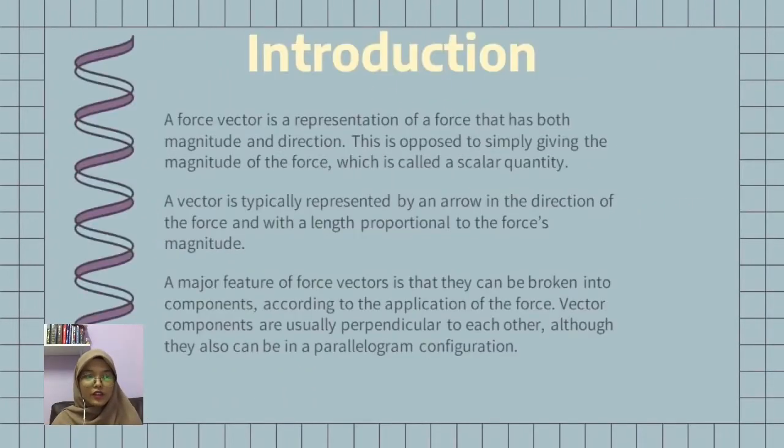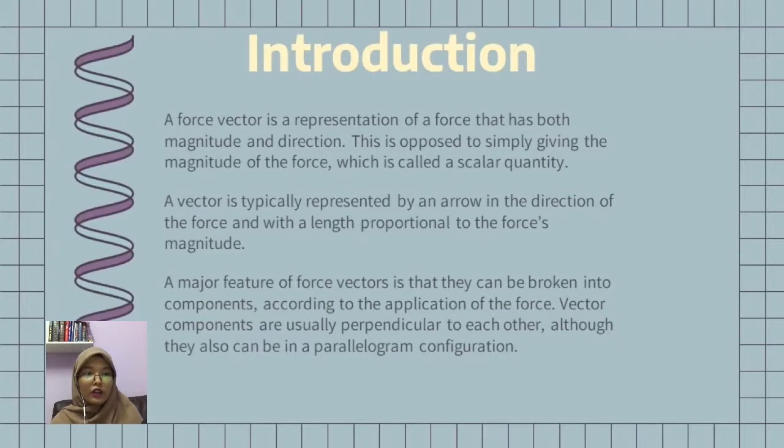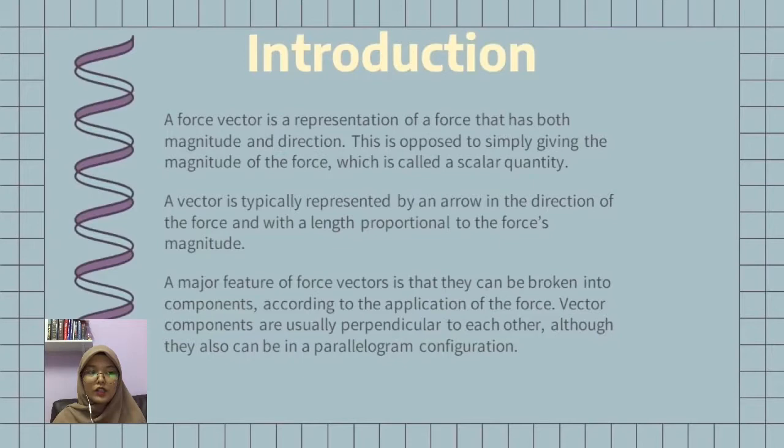A force vector is a representation of a force that has both magnitude and also direction. This is opposite to simply giving the magnitude of the force, which is called a scalar quantity. A vector is typically represented by an arrow to show the direction of the force, with a length proportional to the force magnitude. I'm going to pop up some pictures. There you go. Those are some of the force vectors that we are going to talk about.